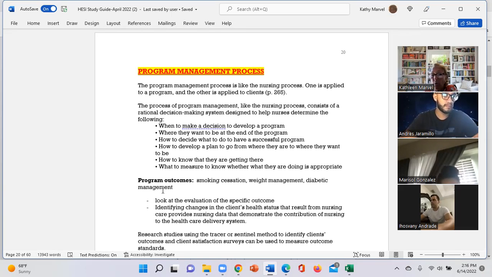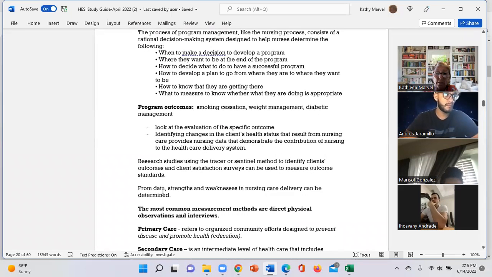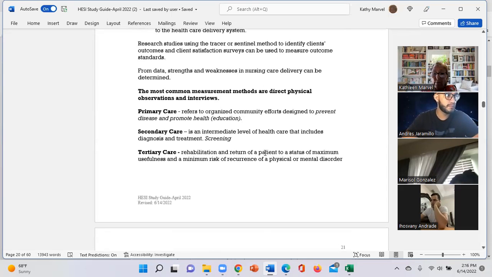How do you develop a program? How do you look at outcomes? Remember, the last part of ADPI is evaluation. Evaluation would be program outcome. How do we assess the outcomes of our programs? How do we measure the outcomes?